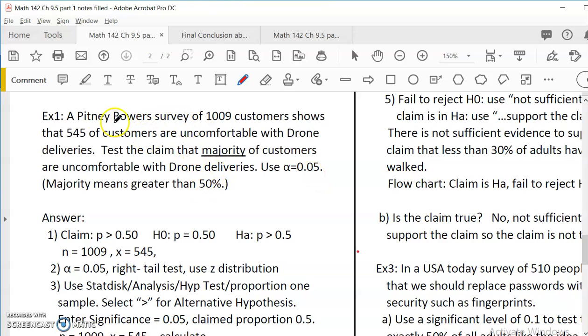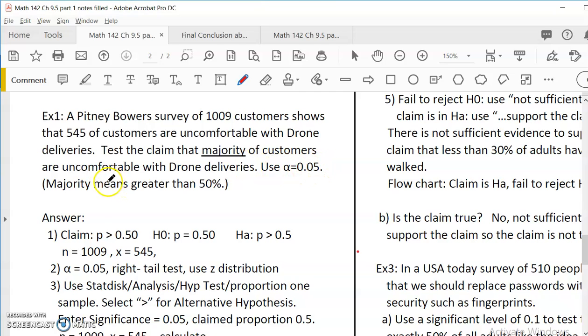So first, example 1: a survey of 1,009 customers shows that 545 are uncomfortable with drone deliveries. Do you like to have a drone deliver your order? Test the claim that a majority of the customers are uncomfortable with drone deliveries. Use alpha equal to 0.05.